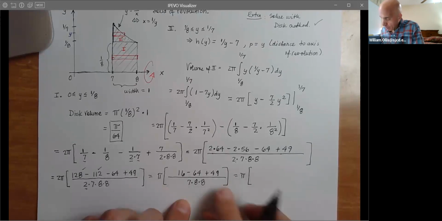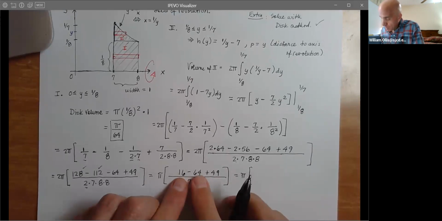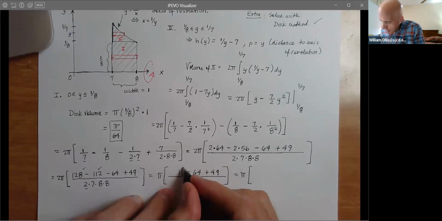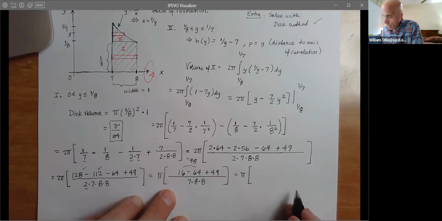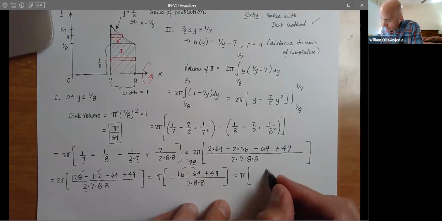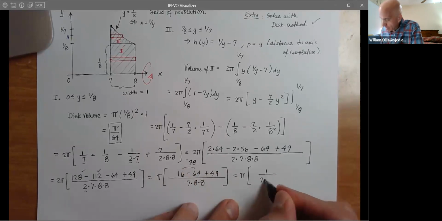So now, if we look at this, that gives us the negative 48. Always add the numbers that are easy to add. I mean, don't struggle with the hard ones unless you're just forced to. So that just gives us a 49 minus a 48. So that's a 1 over 7 times 8 times 8.